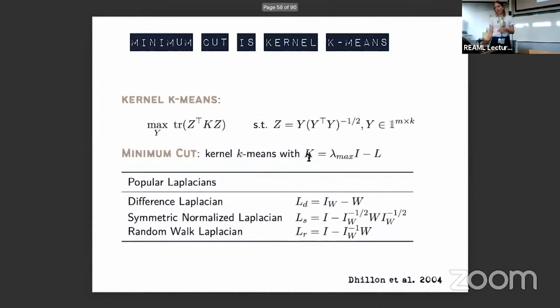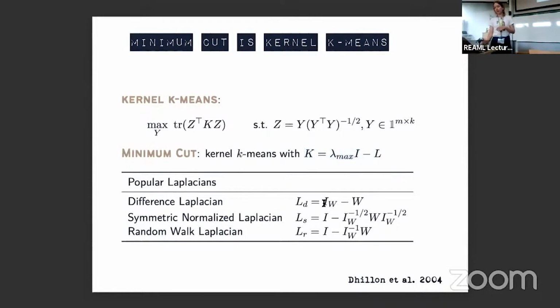And then minimum cut is actually equivalent to kernel k-means. So kernel k-means has this objective, and this is equivalent to minimum cut when you use as kernel matrix this matrix where L is the graph Laplacian. And then depending on the graph Laplacian, you get also different results.